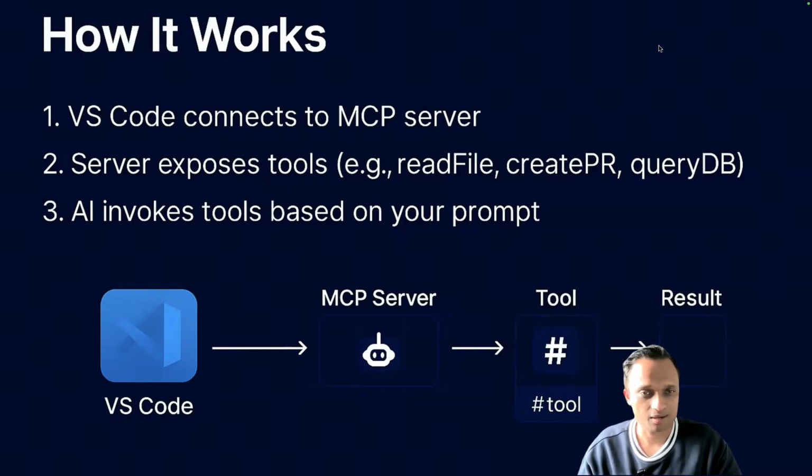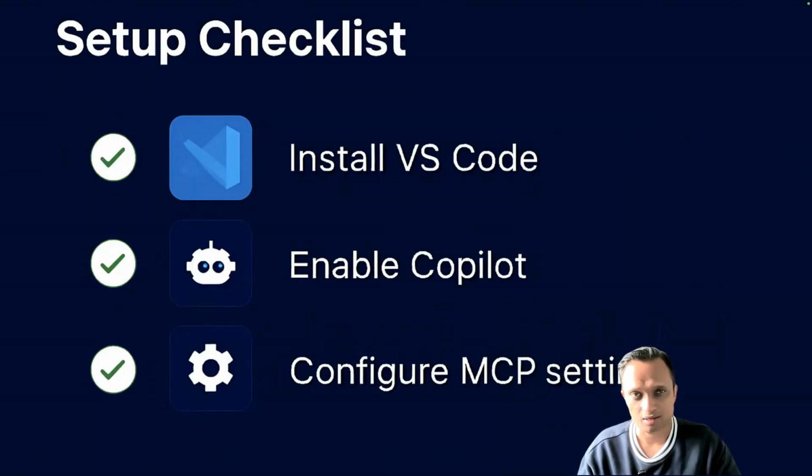So let's understand how it works. The first step is that VS Code connects to a particular MCP server, and that MCP server will expose a number of different tools like reading a file, creating a pull request, or querying a database. Once these tools are exposed, the AI can invoke any of them to perform a particular operation, based on the prompt which you provide. So it's pretty simple, powerful, and very scalable. Now that we have briefly talked about MCP, how it works, and what its usage is, let's talk about how we can set it up.